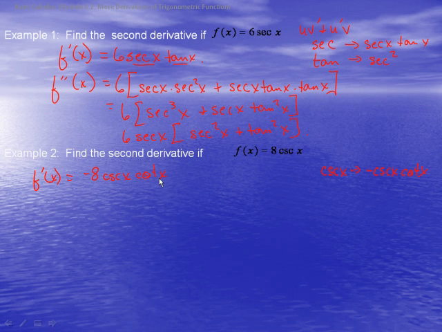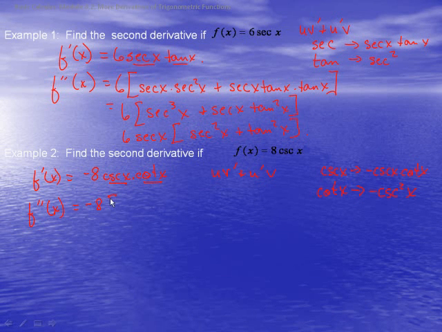Now, in order to find the second derivative, we're going to need a couple things. One, we've already got the derivative of cosecant, but we're going to need the derivative of cotangent. And the derivative of cotangent x is negative cosecant squared of x. The second thing that we're going to need is the fact that these two are multiplied together. We're going to have to use the product rule.